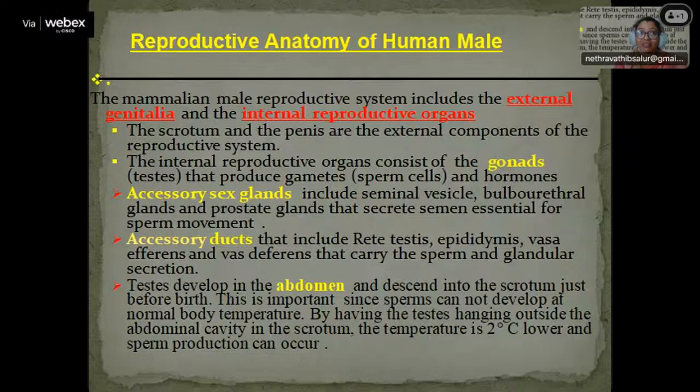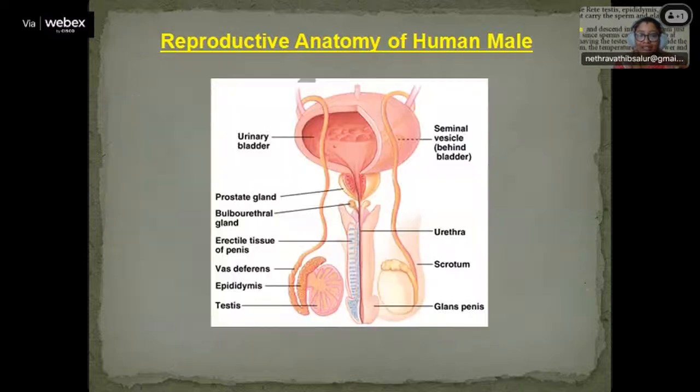In some children, in some infants, there might be abnormalities. The testis might not have descended out. It might remain in the abdominal cavity, which is called cryptorchidism. Okay, so let us move on to the next slide.